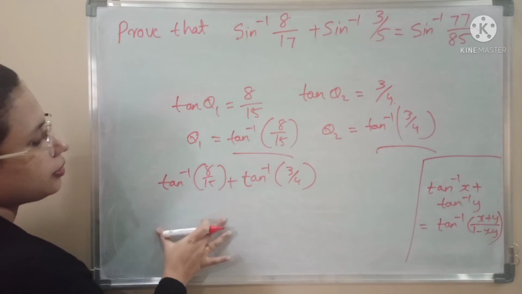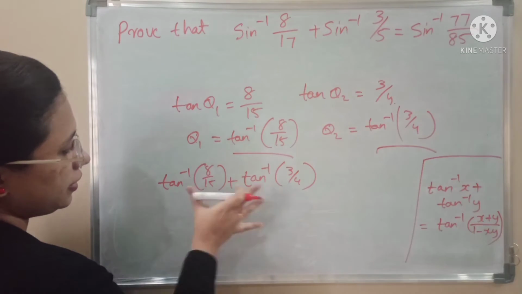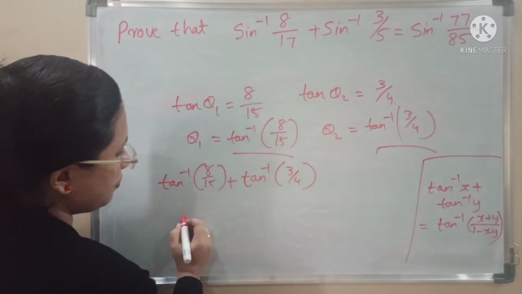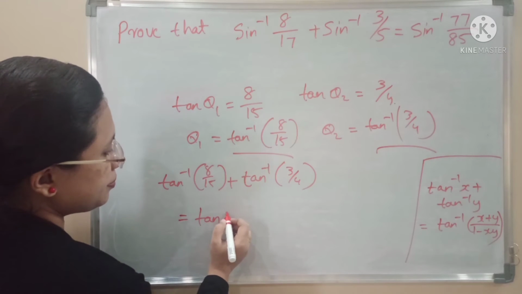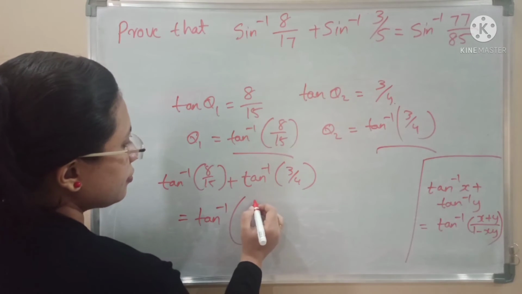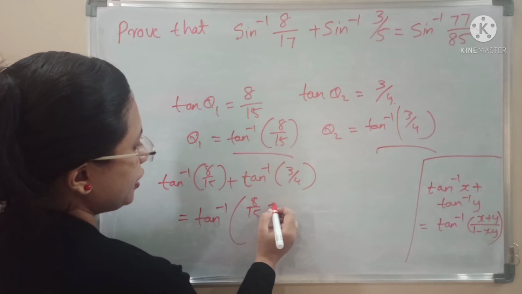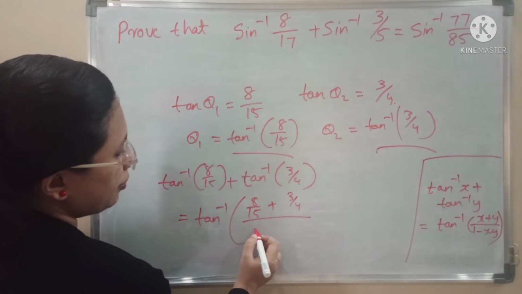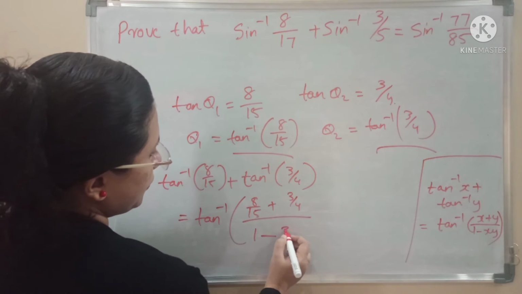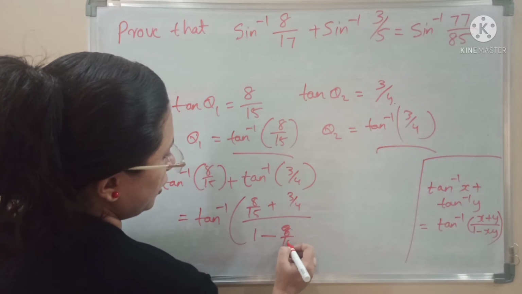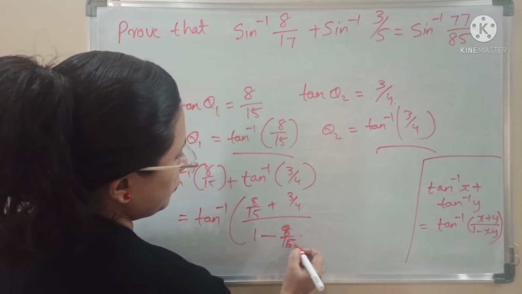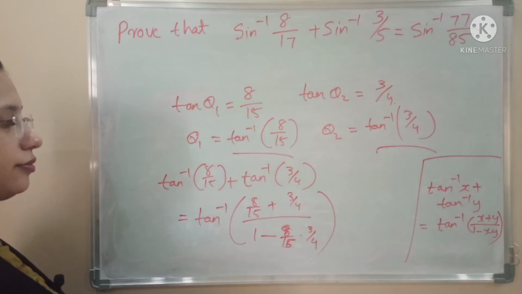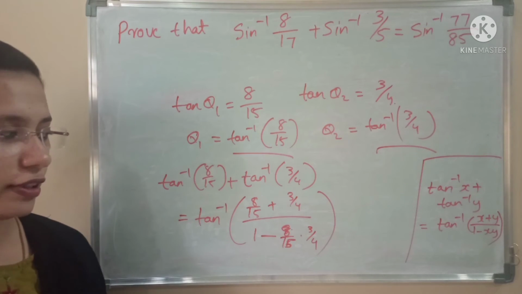We have a property related to this. Tan inverse x plus tan inverse y gives tan inverse of x, that is 8/15, plus y, 3/4, divided by 1 minus 8 by 15 times 3 by 4. Now we have to solve this.